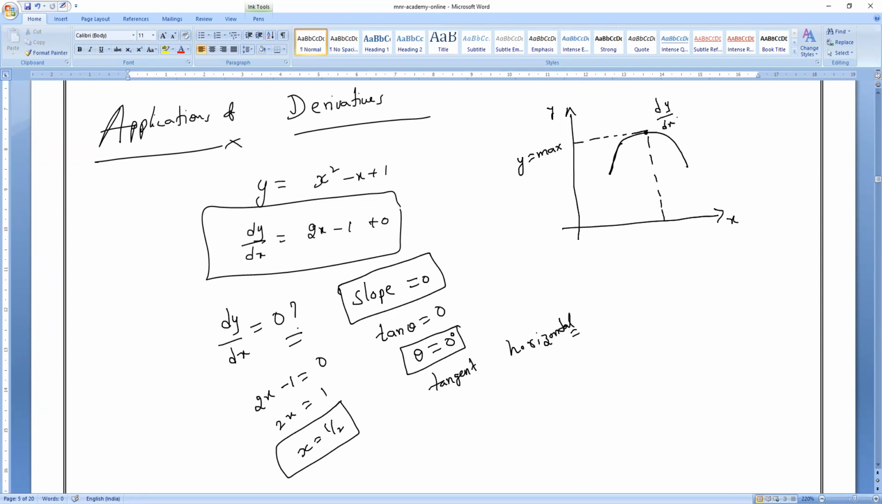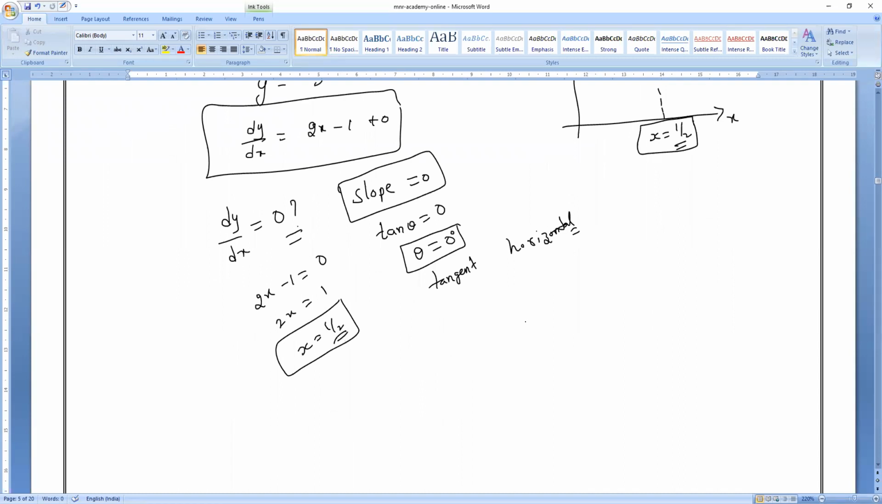dy by dx at this point is zero. Where dy by dx is equal to 0, x is equal to what exactly? X is equal to 1 by 2. Understand, brothers, what I am saying? Yes, sir. That is what you should have understood.